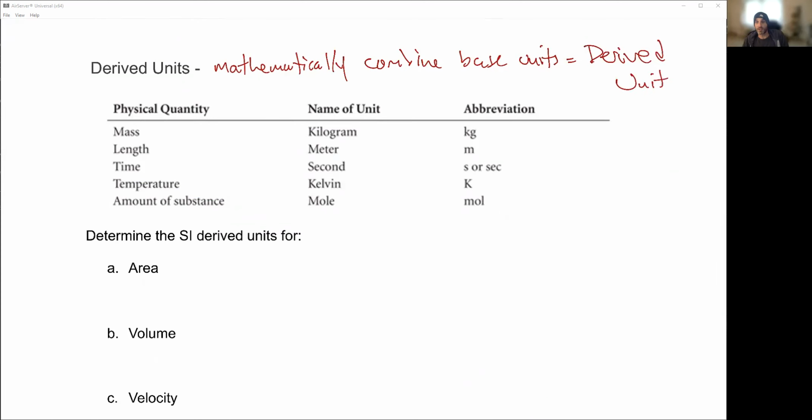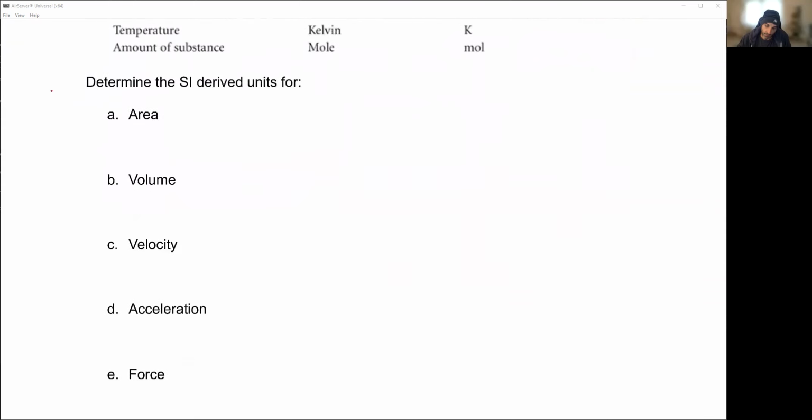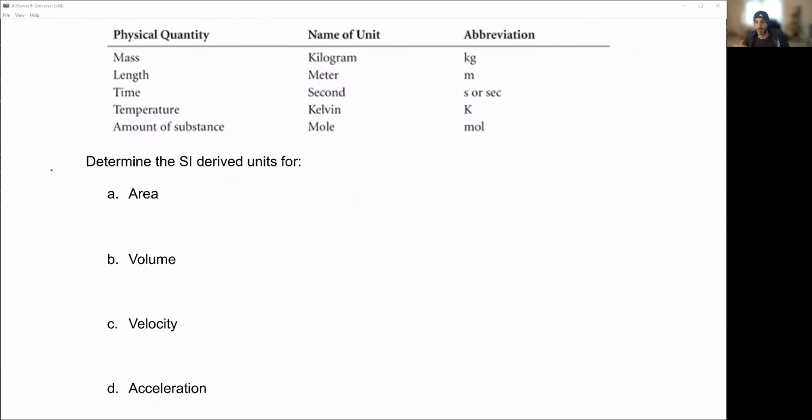We're going to do these determining the SI derived units in class together, but the ones that I want to ask you are, okay, let's do these first two. So again, there's our base units. How do you find the area of something? Well, if I want to find the area of a field, for example, I'm going to take the length times the width of that space.